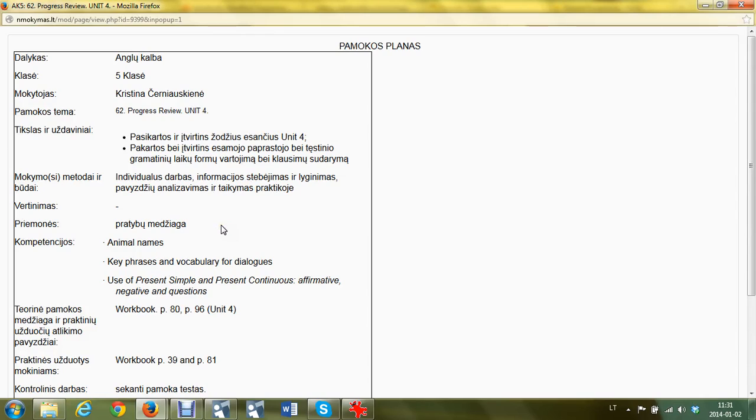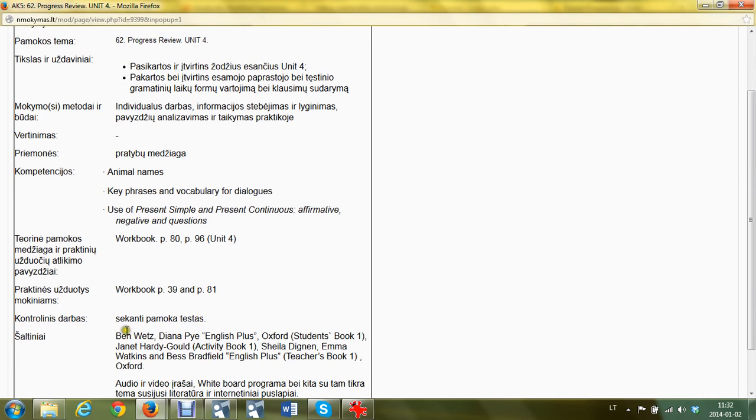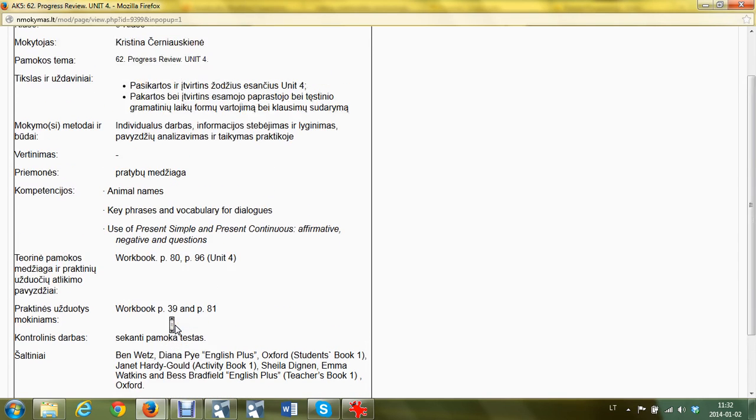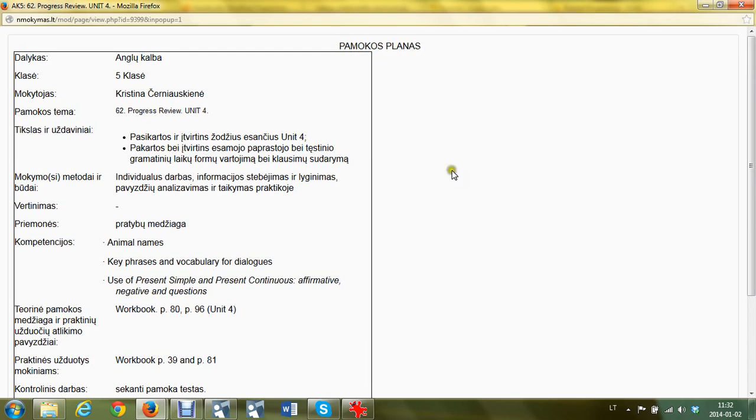As well, if you haven't revised the animal names, do it. Key phrases and vocabulary, present simple, present continuous, writing tasks as well. Workbook page 39 and page 81 in the workbook. Rules, follow the rules on page 80. The next lesson is going to be a test. So be very attentive by learning, and if you have questions, necessarily contact your teacher.